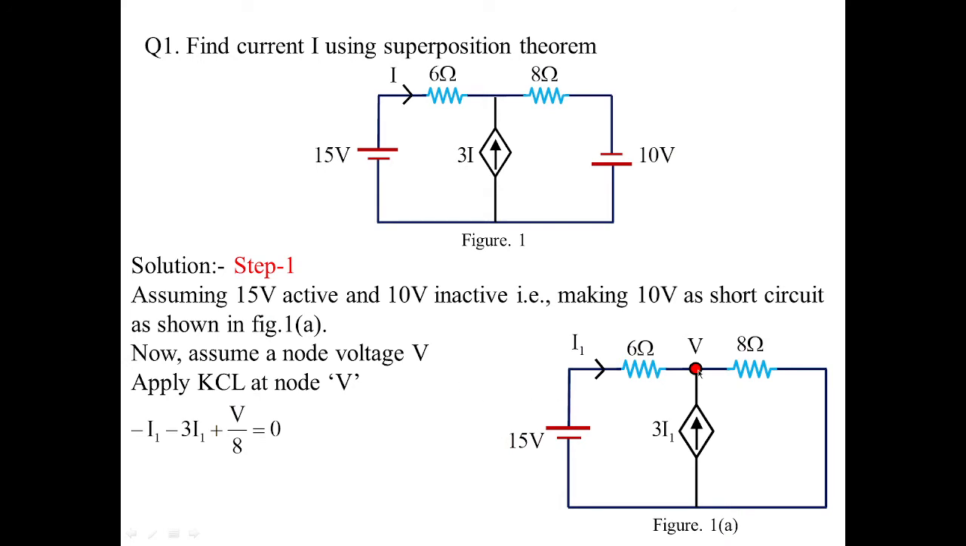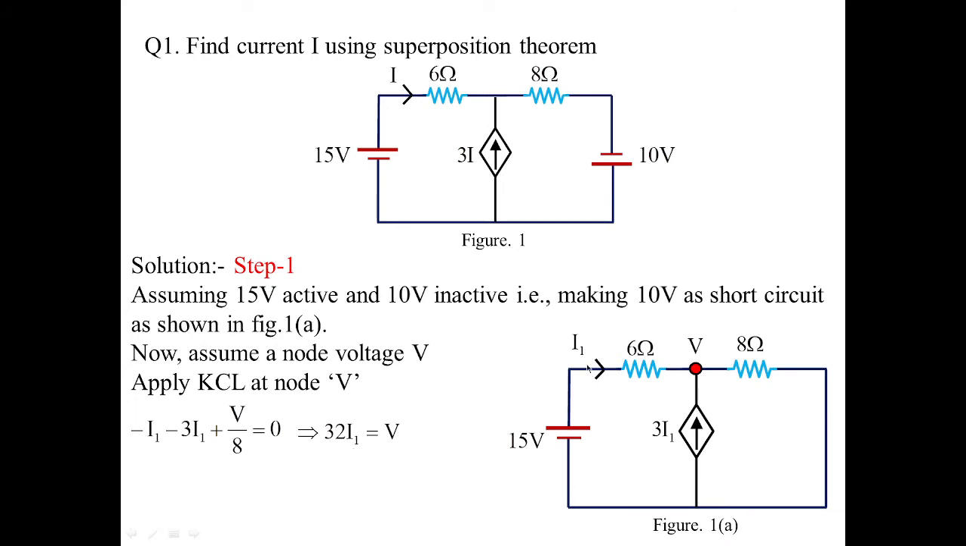When you apply KCL, the algebraic sum of the currents at a particular junction is equal to 0. So minus I1, flowing towards point V, minus 3I1, also moving towards point V, and V is assumed to be at higher potential, so V by 8 is equal to 0. These are the branch currents which sum up to 0. With this you can simplify the equation, and we get 32I1 is equal to V.